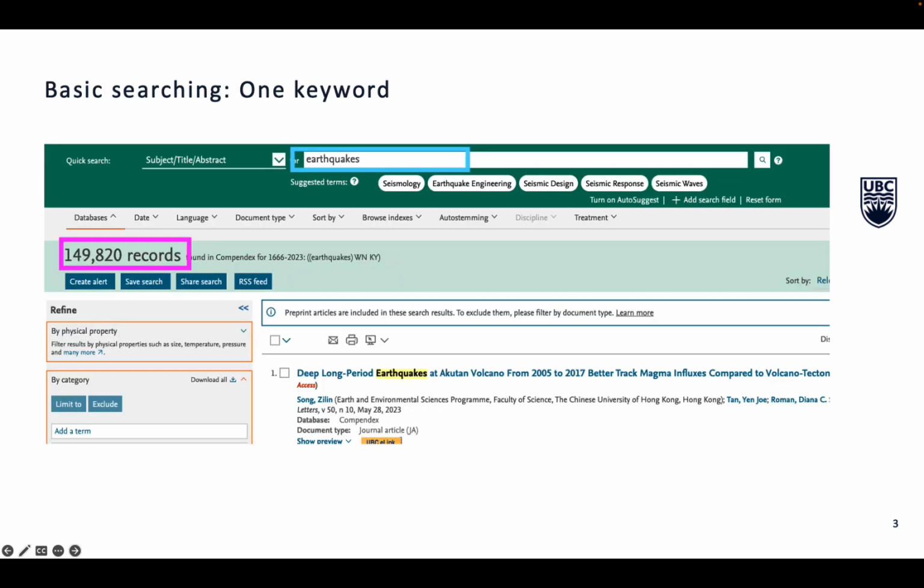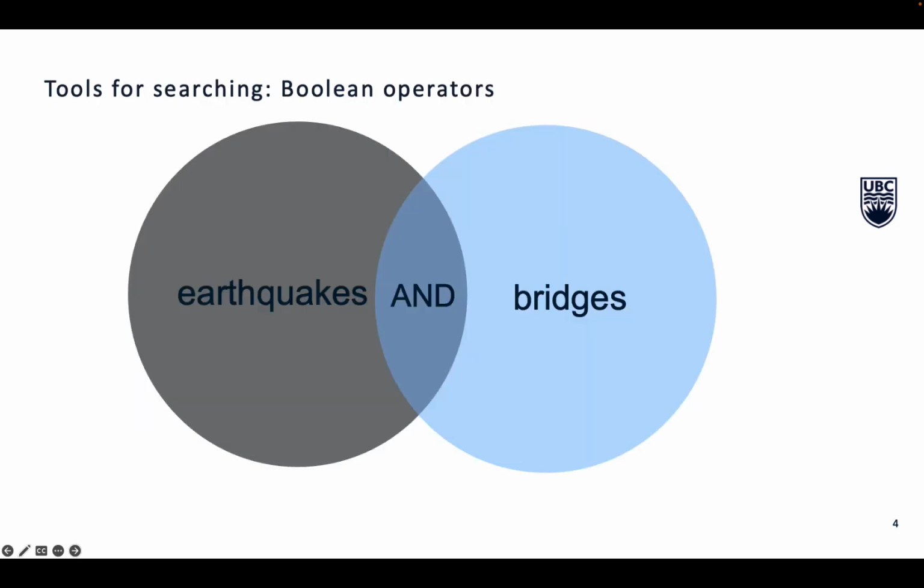This screenshot shows the Compendex database, which is specific to engineering. With a single keyword search for earthquakes, it returns nearly 150,000 results. If you make use of the Boolean operator AND, you can add an additional term to narrow your focus and reduce your number of results. This is a strategy to increase the relevancy of your results.